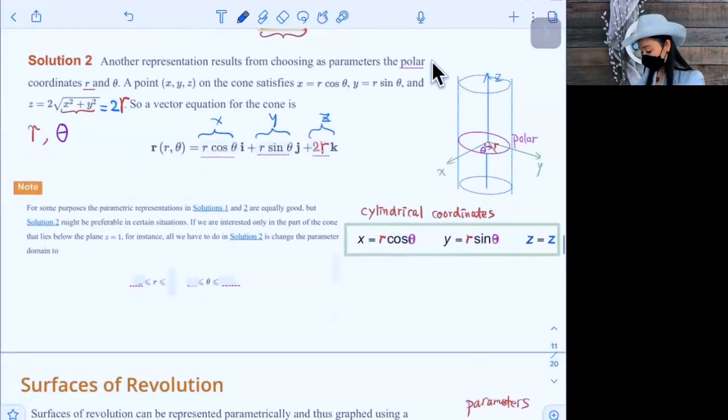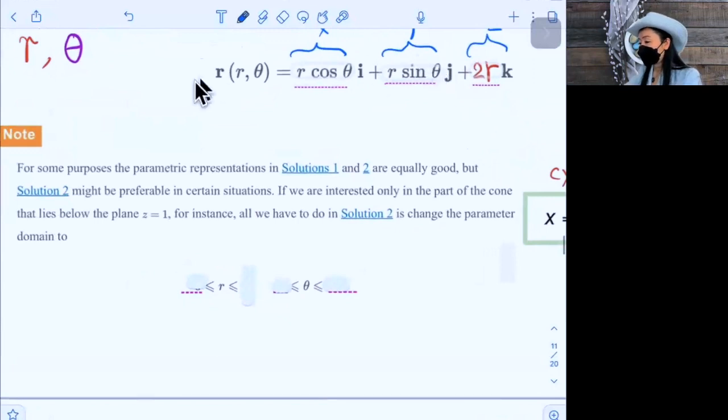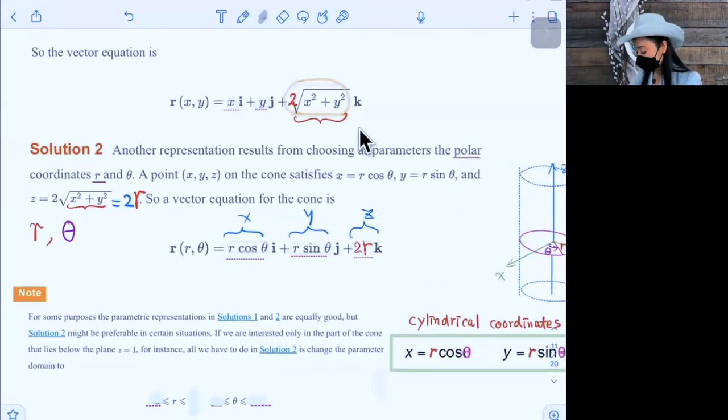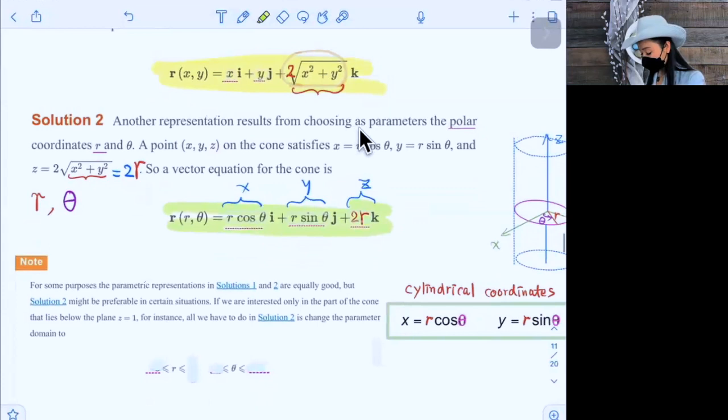Over here, for some purposes, the two parametric representations are equally good. So we have two. One is this one over here, and then we also have this one over here. Now they are equally good, two different representations. But the second one might be preferred in certain situations.